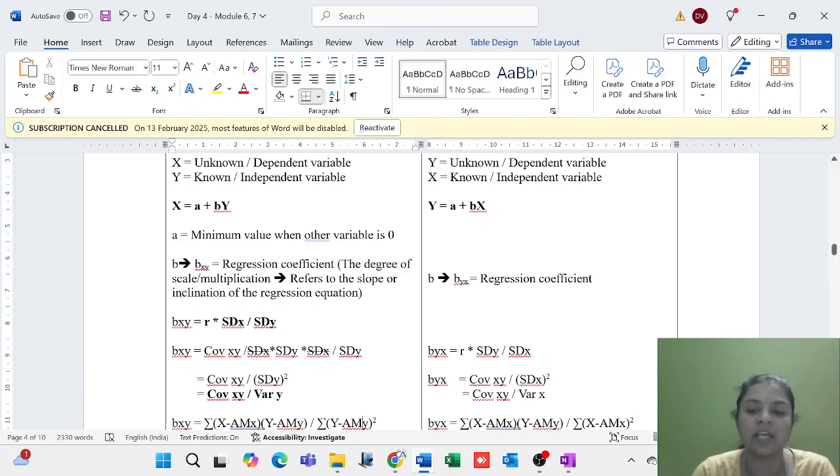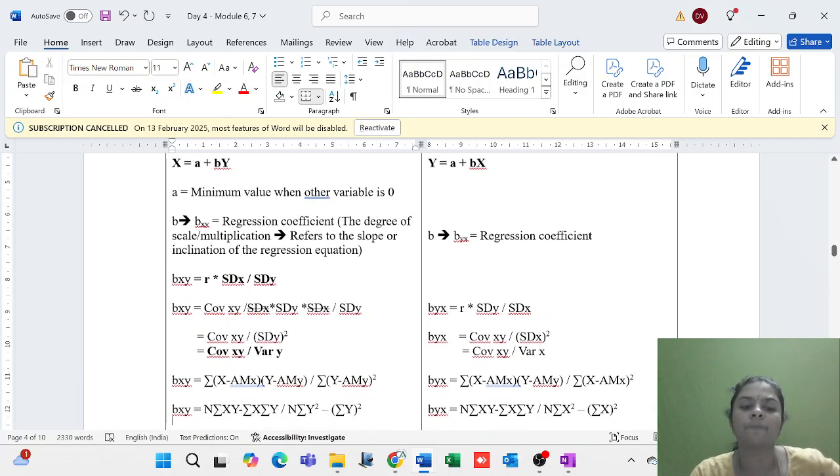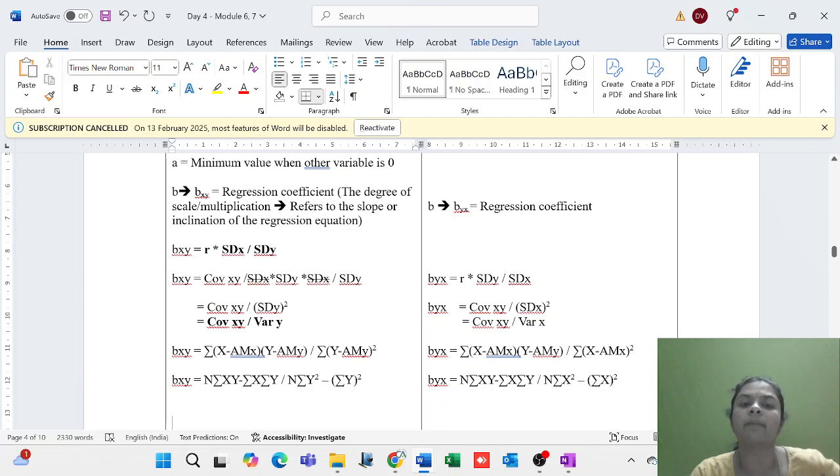Now bxy is equal to r into standard deviation of x divided by standard deviation of y, where r is the correlation coefficient. Similarly, here it will be r into standard deviation of y by standard deviation of x. So in the denominator you will have the known variable, in the numerator the unknown variable. Or the alternative formula, covariance of xy divided by variance of y. Variance is SD square. Here again, covariance of xy divided by variance of x.